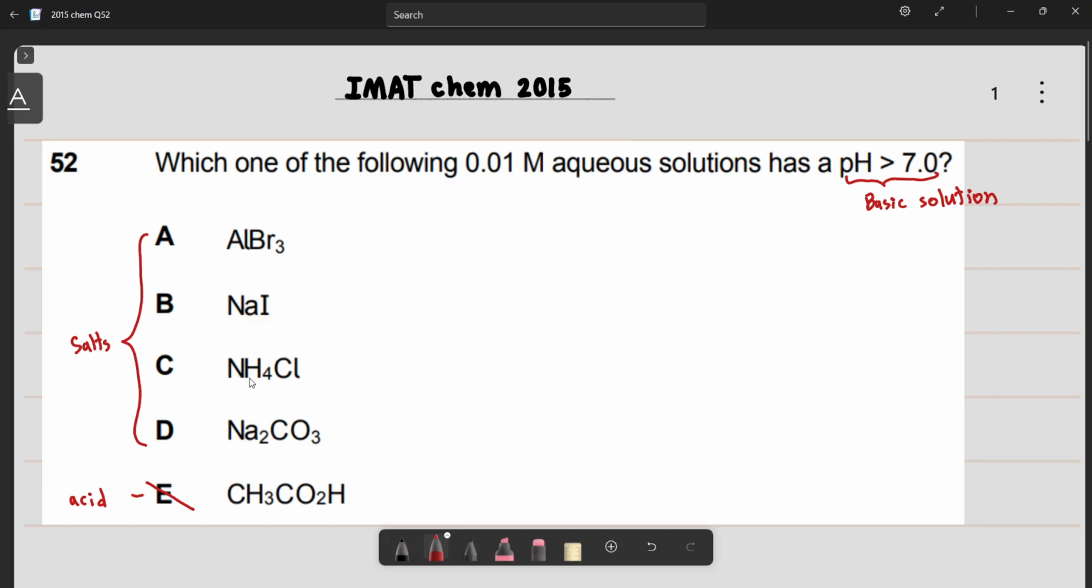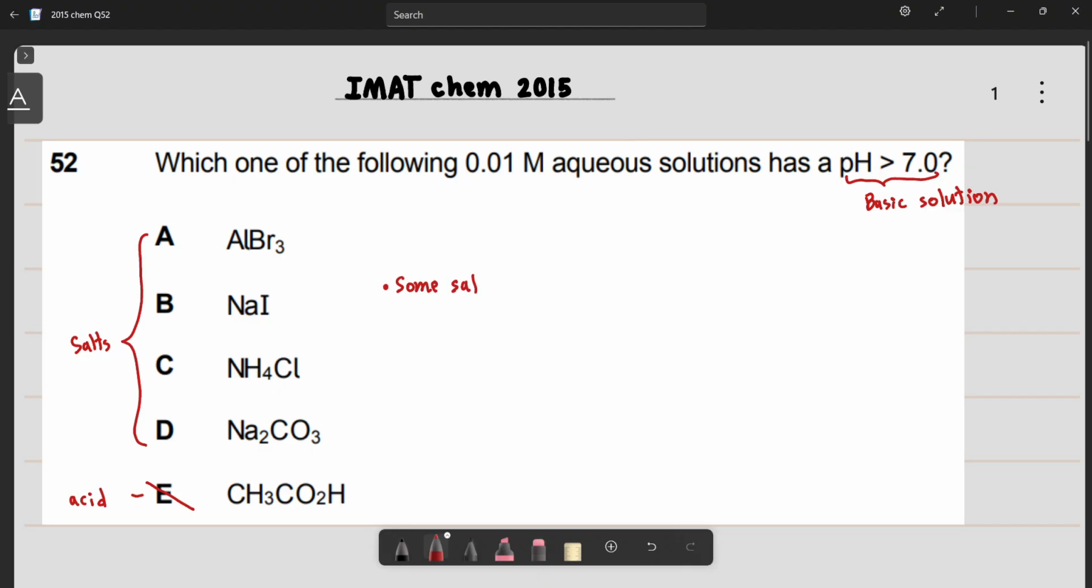Now, before we jump into answering this question, we must first recall the main key points to make it easier to solve. The main key point is that there are some salts that, when they dissolve in water, I'm going to write here the main key point.